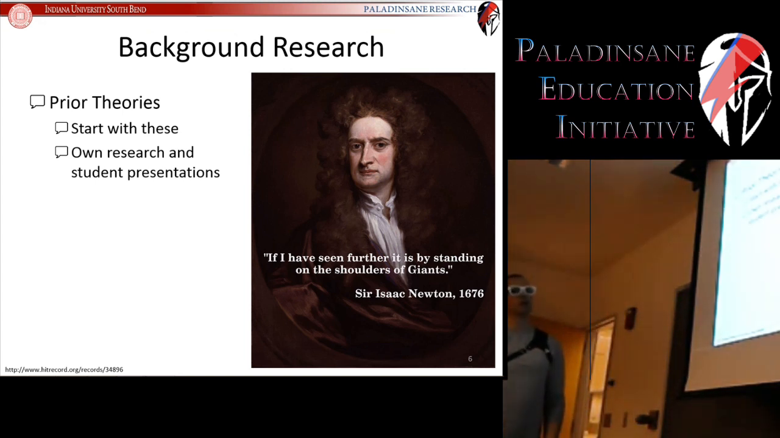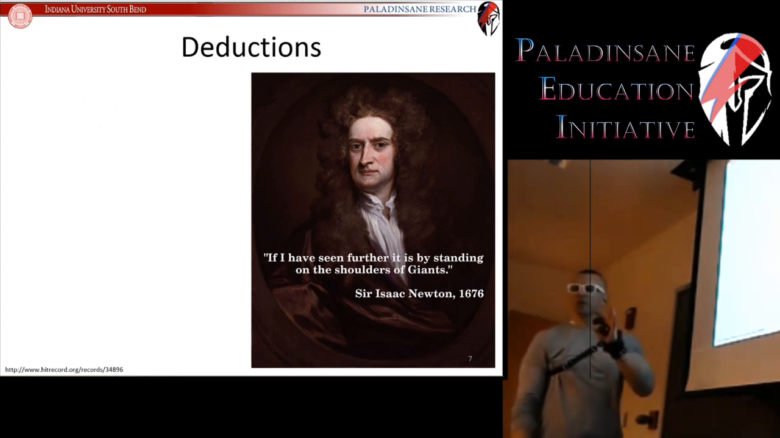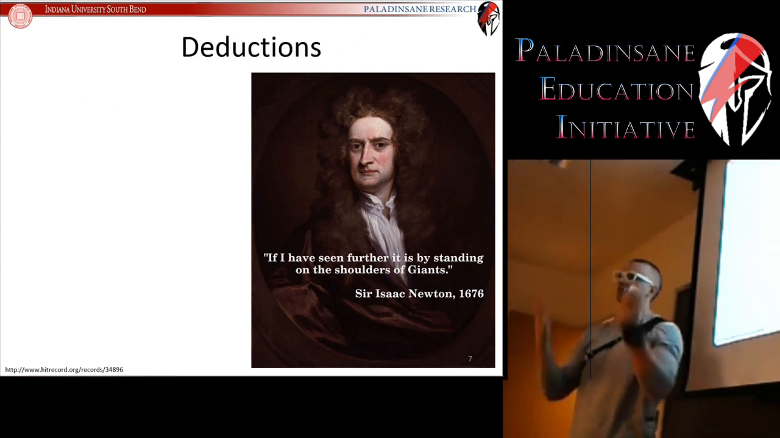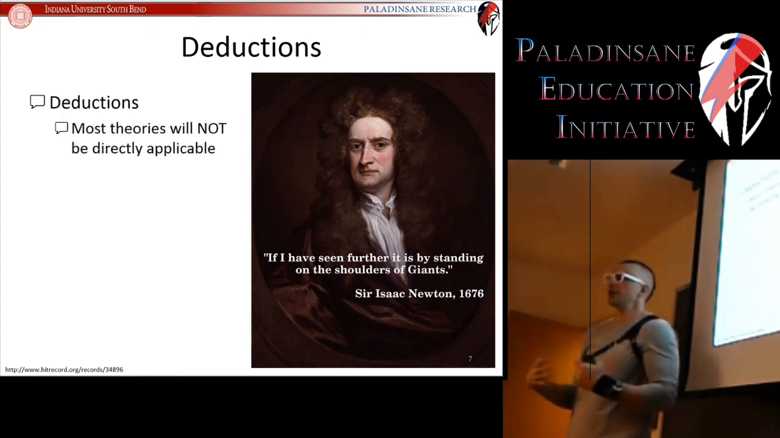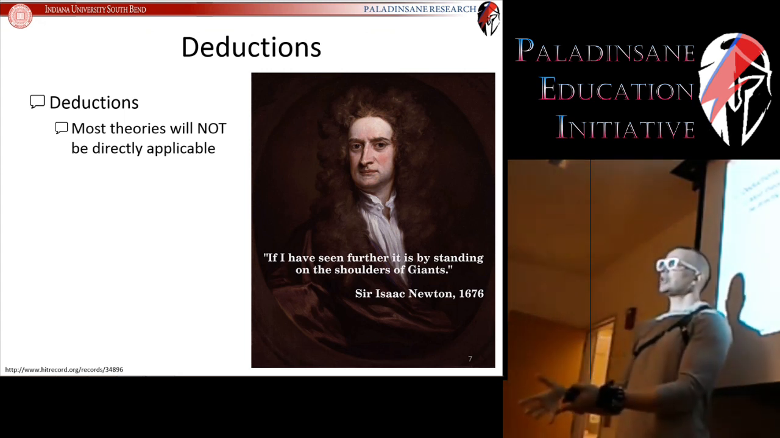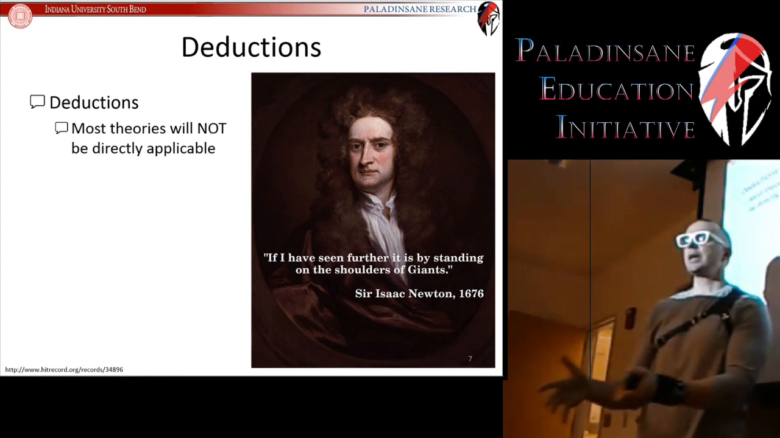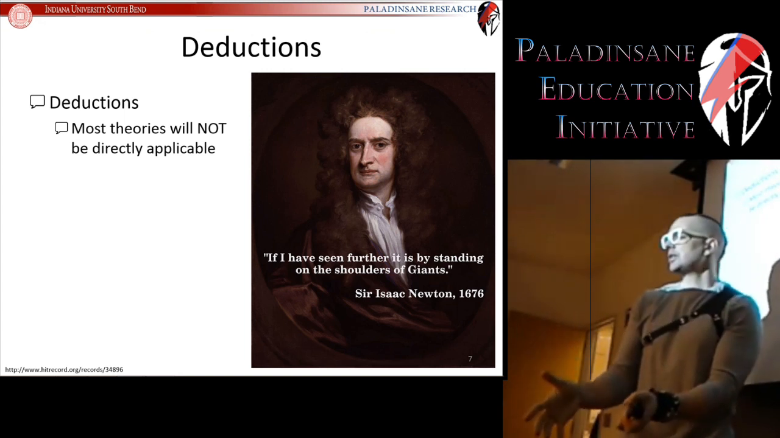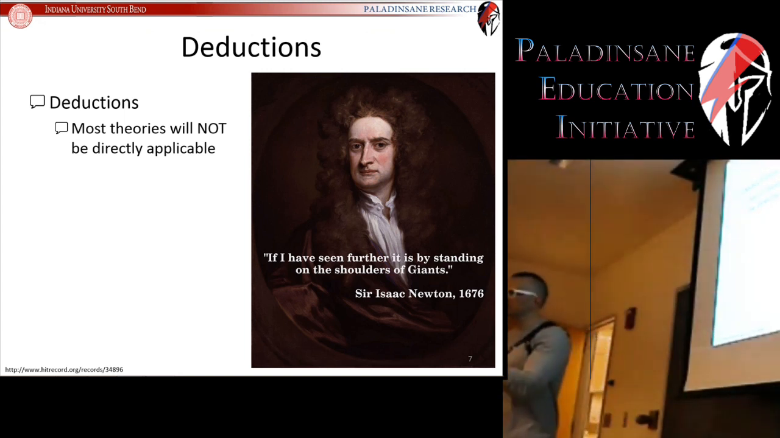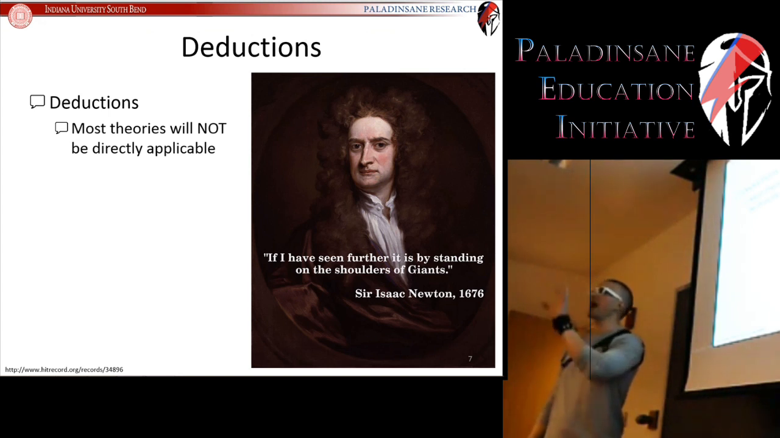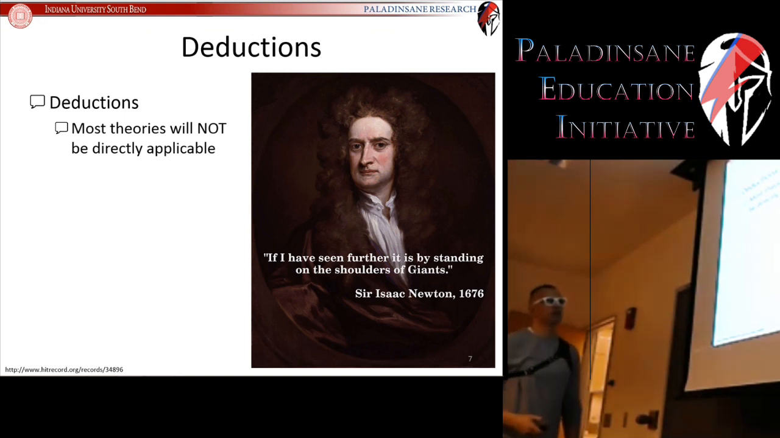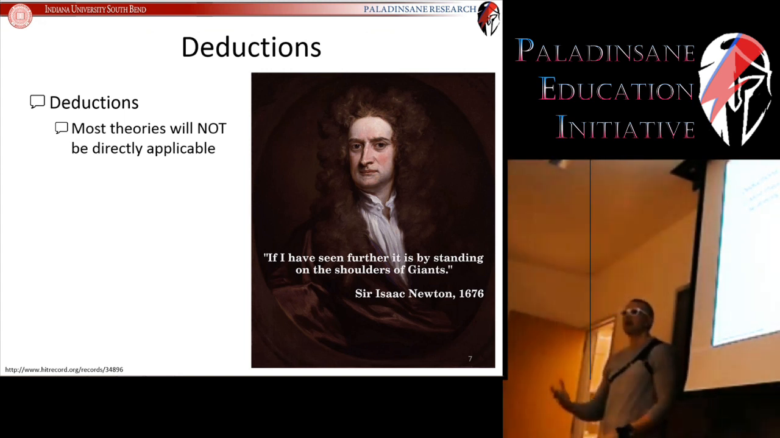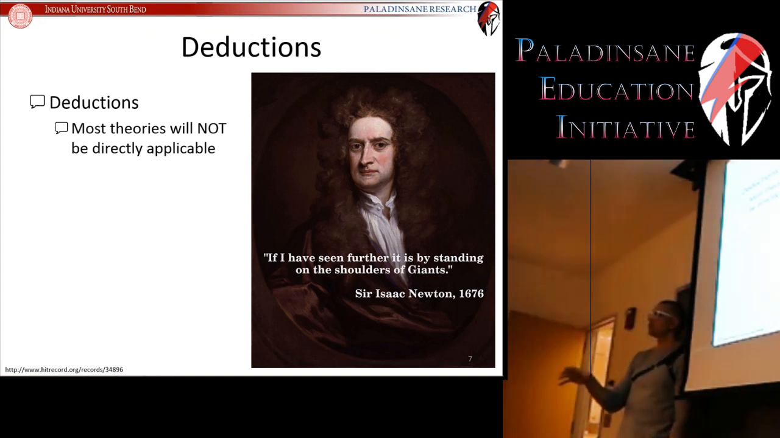So that's what you're going to start with. You're going to start with prior theories. From those prior theories, you're going to make deductions. You are going to deduce new things about the question that you are interested in. You're going to deduce new things about the area that you want to contribute to. And importantly, because it's new, because it hasn't been studied or it hasn't been incorporated into your theories, most of your theories will not be directly applicable. They will not be directly able to be applied to the particular area that you're looking at.